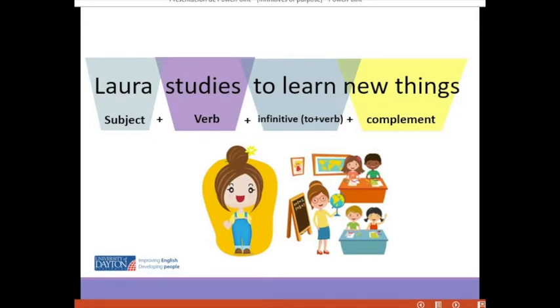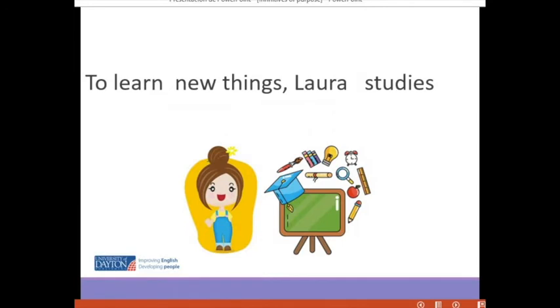But tell me, why do you study? Do you study to learn new things? Or do you study because you like something? Why do you study? Oh, let me show you something really nice. With this example, we have the action and the subject, Laura studies. After, we have the infinitive, to learn new things. You can also do this. Check it out.